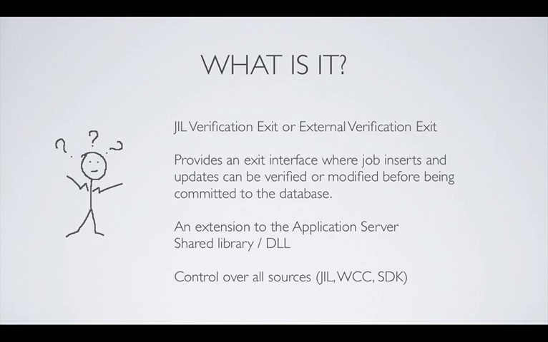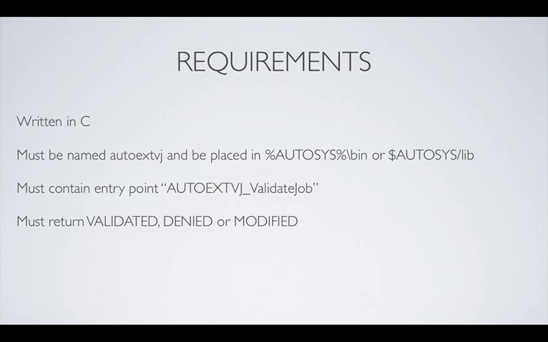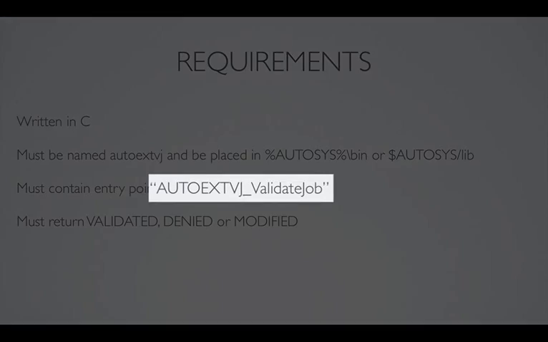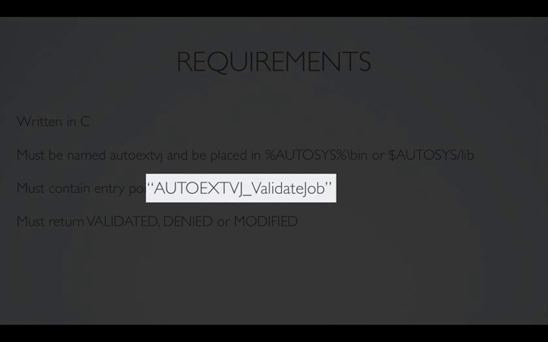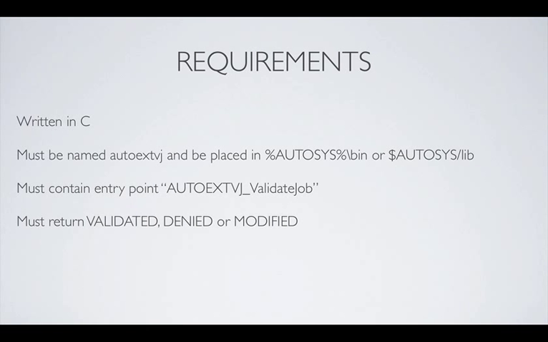The JIL Verification Exit, also referred to as the External Verification Exit, is an extension to the application server that provides a mechanism for verifying or modifying job inserts and updates prior to the database commit. It is a shared library, or DLL, written in C and placed in the AutoSys bin directory on Windows or AutoSys lib directory on Unix. It must contain the entry point seen here, and it must return validated, denied, or modified.